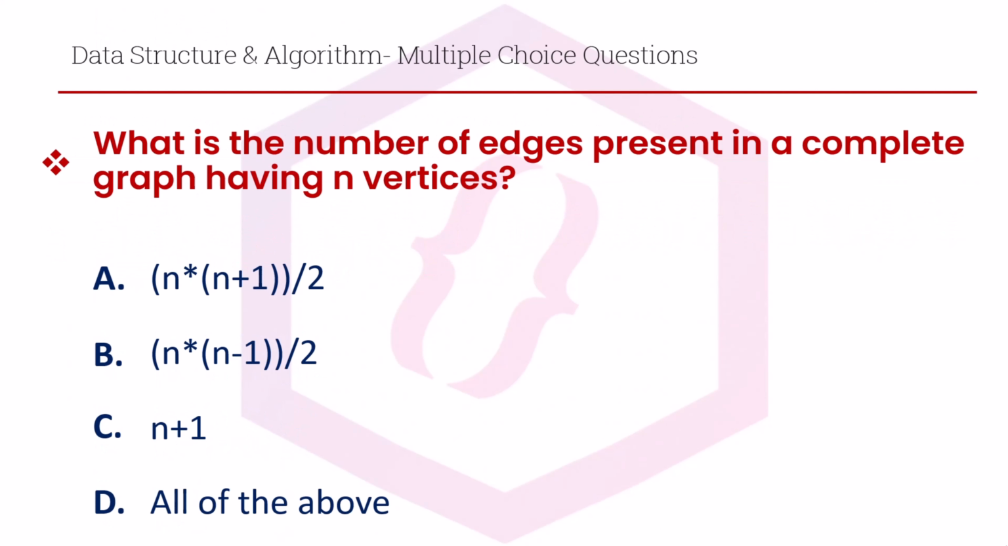What is the number of edges present in a complete graph having n vertices? Option A, n asterisk n plus 1 divided by 2. Option B, n asterisk n minus 1 divided by 2. Option C, n plus 1. Option D, all of the above. The correct answer is option B, n asterisk n minus 1 divided by 2.